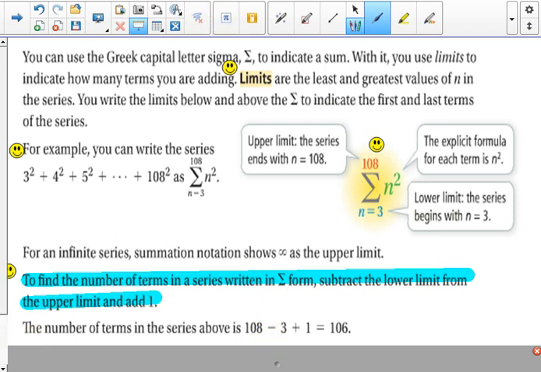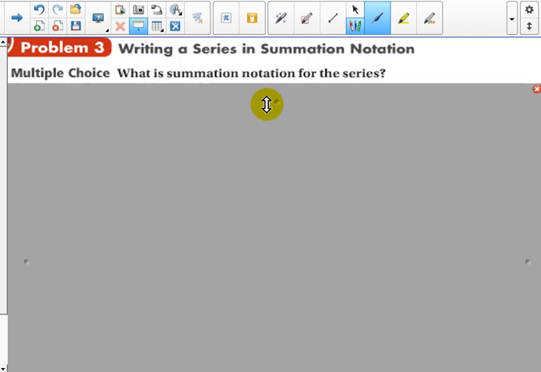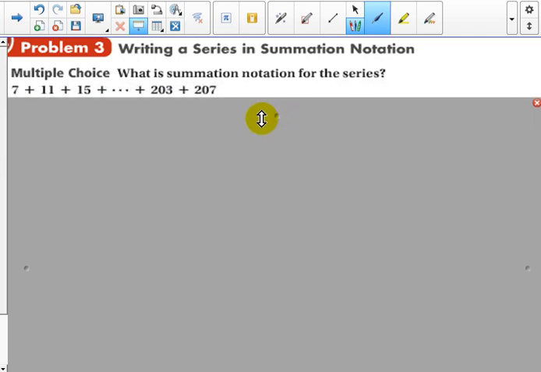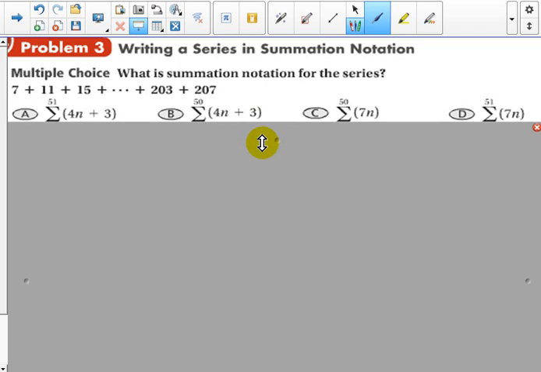All right, now let's move on. So, writing a series in summation notation. For a multiple choice question, it says what is the summation notation for the series, and they give us 7 plus 11 plus 15 plus ellipsis plus 203 plus 207. So each time it looks like they're adding what?